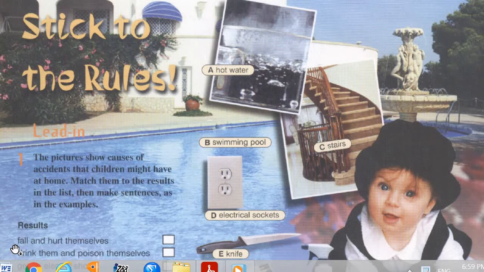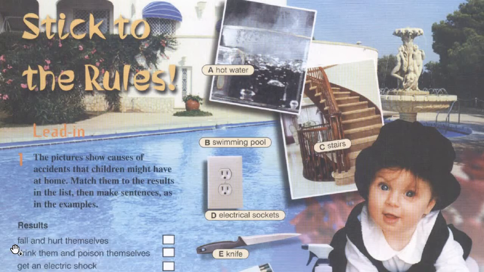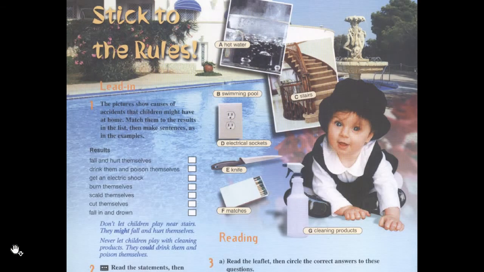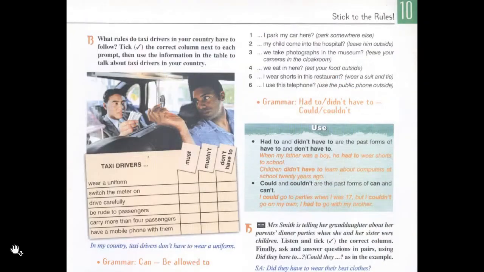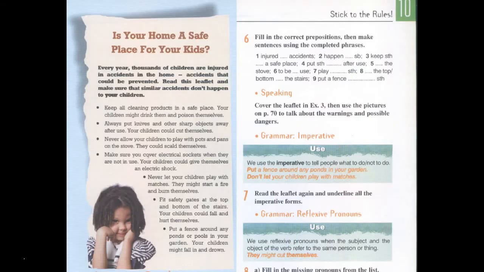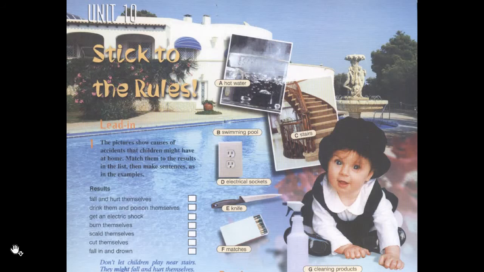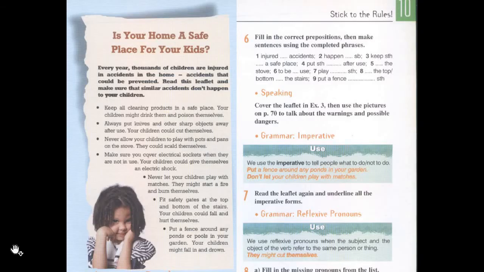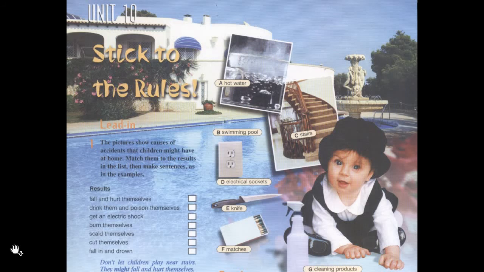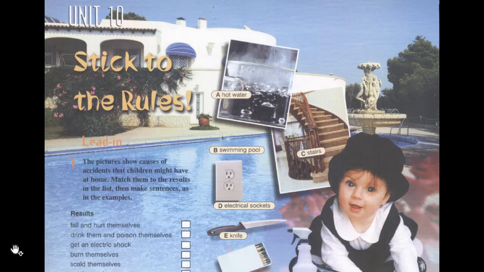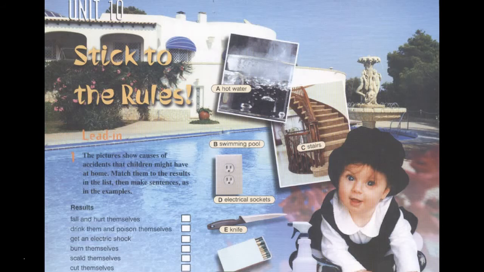Today we're going to start Unit 10. So please go to your student book, page number 70, Unit 10. Today is the first day of the week and the unit is about 6 pages, so we're going to work on pages from 70 to 72. Okay, the title of Unit 10 is Stick to the Rules.